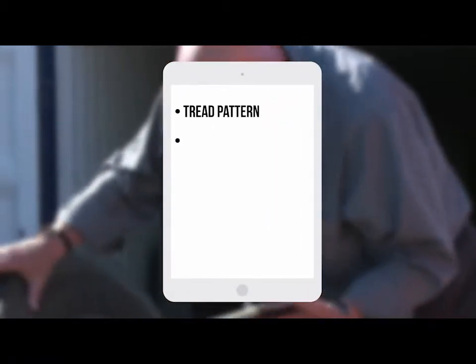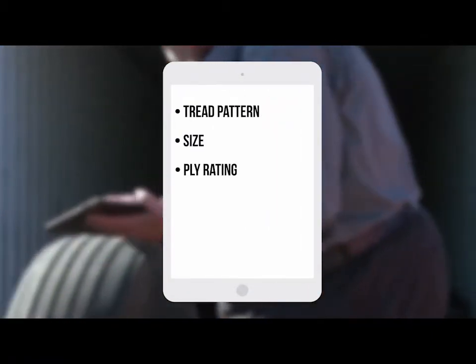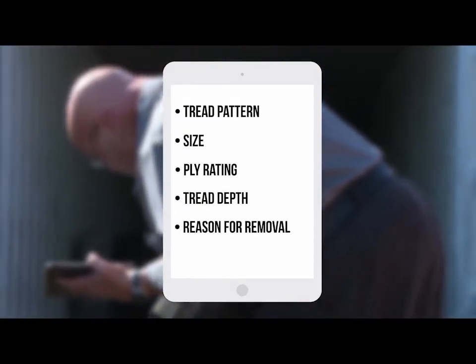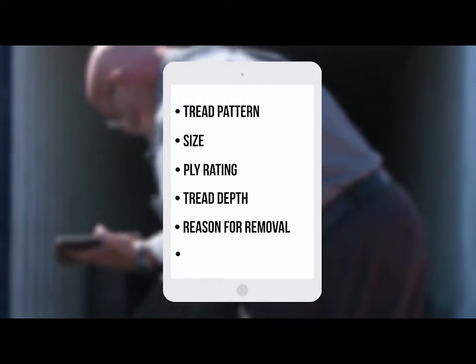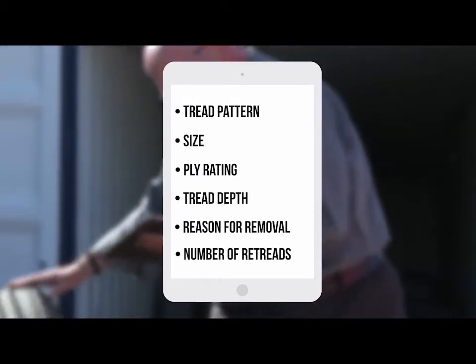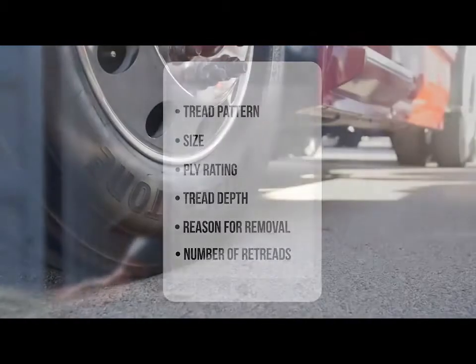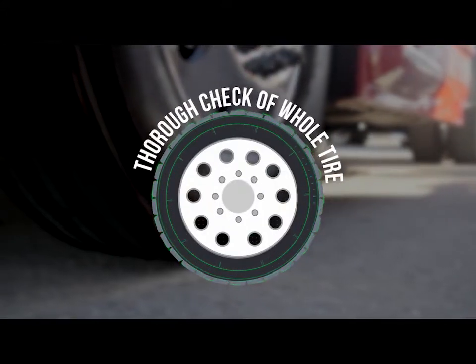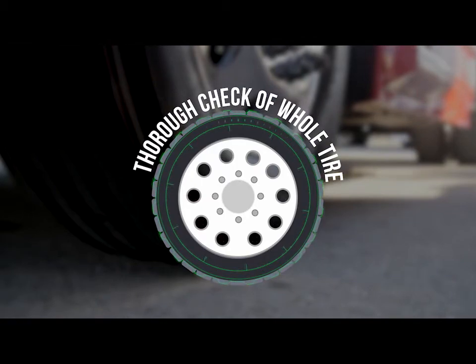Your Bridgestone representative has forms which you can use to log your scrap tires. Make note of the tread pattern, size, ply rating, and remaining tread depth, and then look at what caused the tire to be removed from the vehicle. If the casing's been retreaded, you'll want to record that too, including the number of times that it's been done. Do a thorough check of the whole tire, not just obvious areas of damage.